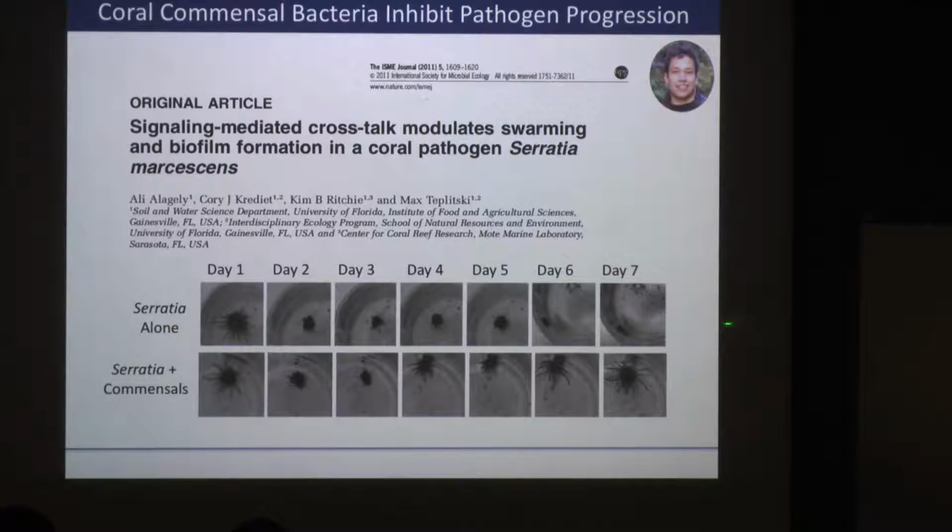And so again, over a 7-day period, we see our normal progression. As the bacteria is infecting, we get retraction of the tentacles and ultimate tissue necrosis. So this anemone is almost nearly gone.